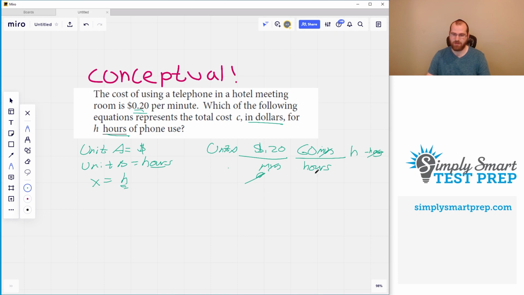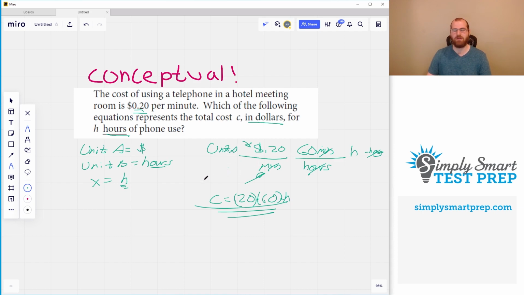You can think of it this way. So now I have my unit left, the last survivor is dollars. It's going to be 0.20 times 60 times H, and I believe that is how it is written on the test. And you could do C equals total cost C equals this, and that I think is maybe choice C, if memory serves correctly. Okay, so another very easy application.